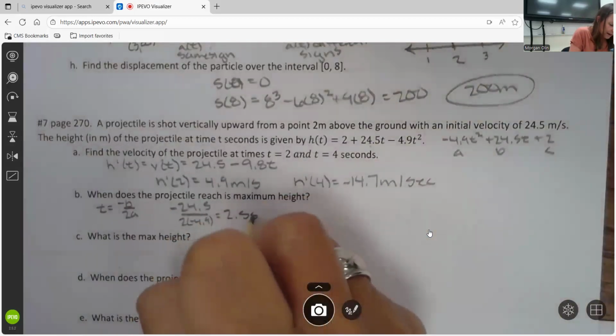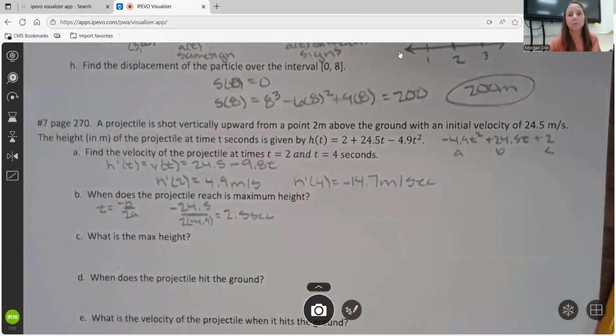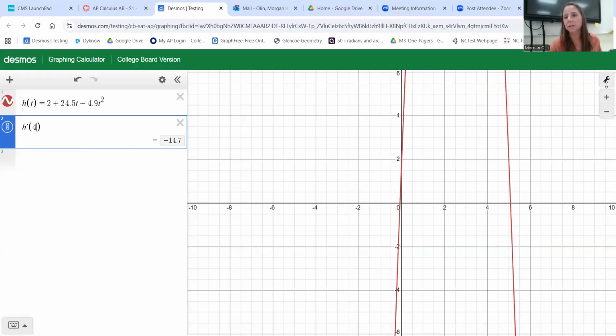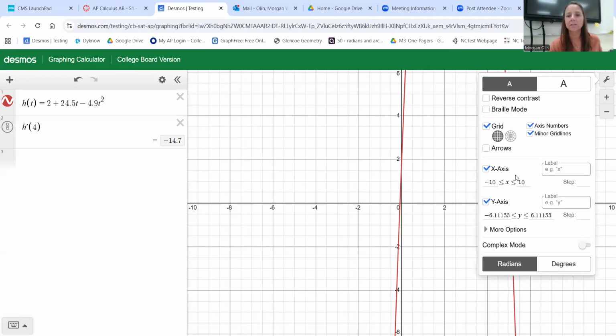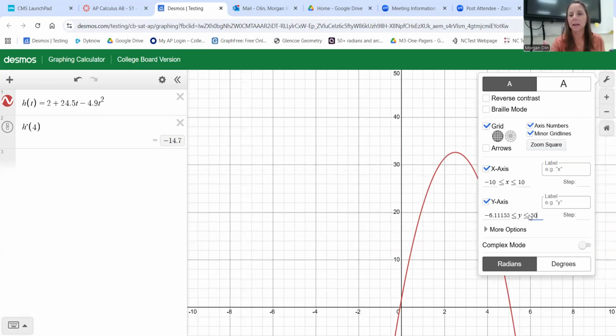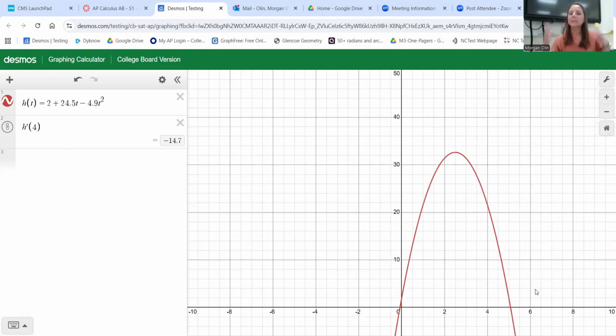2.5 seconds. If I go back to the graph, I can see that it's up here. When you're in the graph, do you see this graph settings wrench on the right-hand side? If you hit that, I want to go up, so that's up to my y-axis. You can just take a guess, 50. The width is fine from right here to right here. It's just the height. And right here, do you see how the time is 2.5? So you can find the maximum on here if it is calculator active.